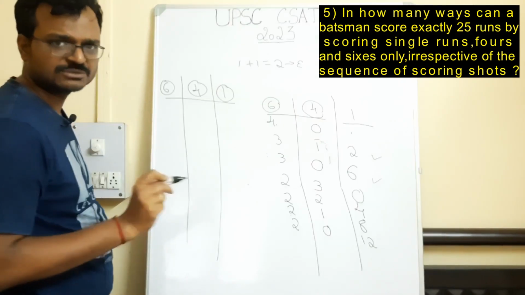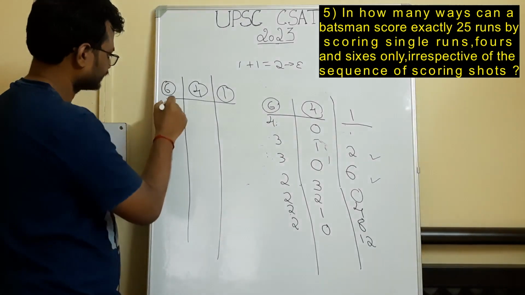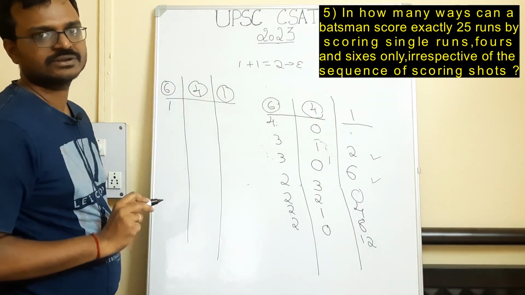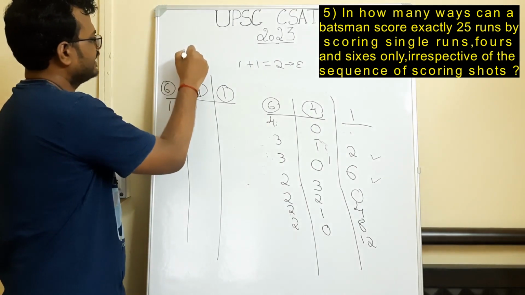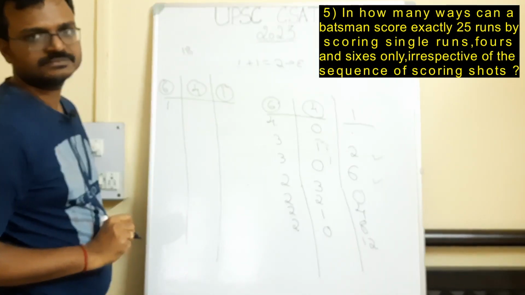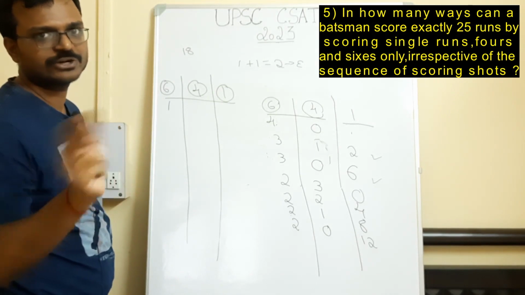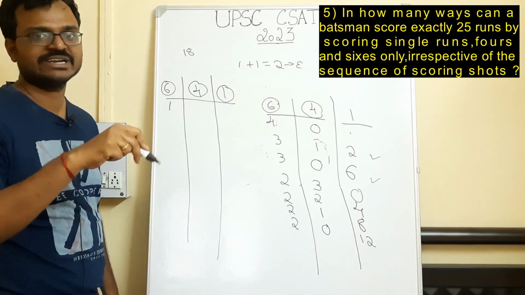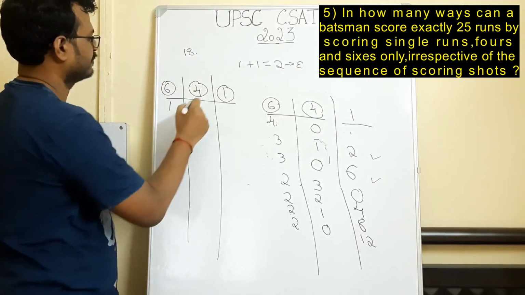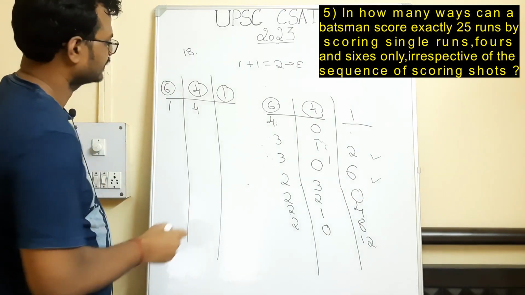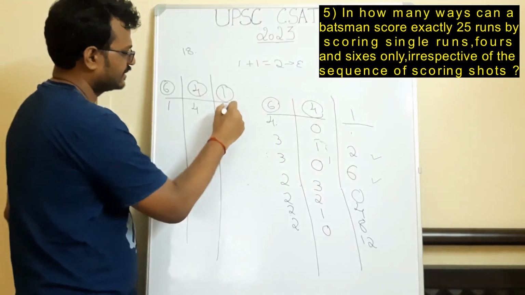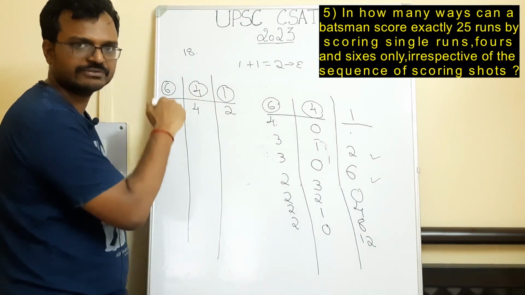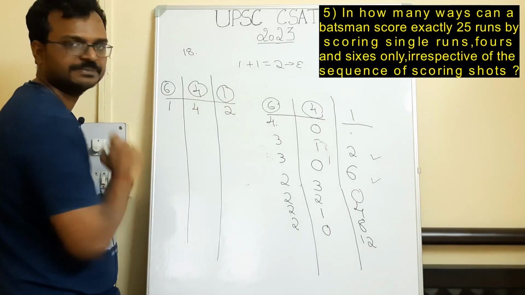Now we will assume situations wherein 6 is there once. So 6 is gone. Out of 24, 6 is gone. We are left with 18. In 18, how many times can 4 appear? Maximum is 4 times, because 4 into 4 is 16. 4 cannot appear 5 times, because then it will be 20 and we need only 18. So 4 will appear 4 times, that's the max. In that case, we need 2 ones, right? Because 6 into 1 is 6, 4 into 4 is 16, 16 plus 6 is 22, we are left with 2, which is filled by 1s.